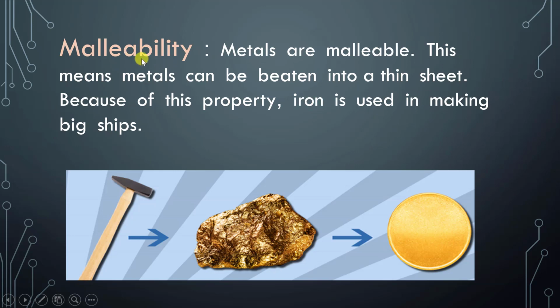Next quality: malleability. Metals are malleable, and this means metal can be beaten into a thin sheet. Because of this property, iron is used in making big ships. Actually, this is a quality found in metals. We can beat metal and convert it into a thin sheet. You can see in the picture where, using a hammer, we converted it into a coin.